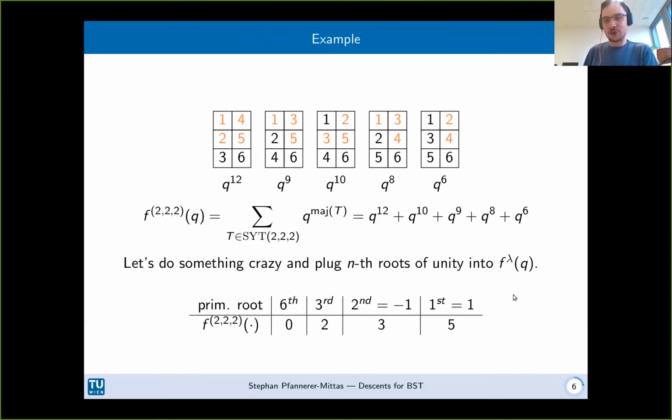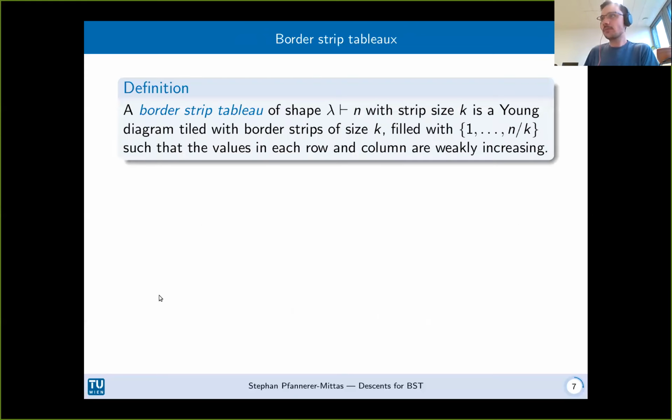Something that combinatorialists always like to realize is that when there's an integer, there should be a combinatorial interpretation of these numbers. And in fact, there is a nice interpretation, and this is where the border strip tableaux come into play. So let's define them next.